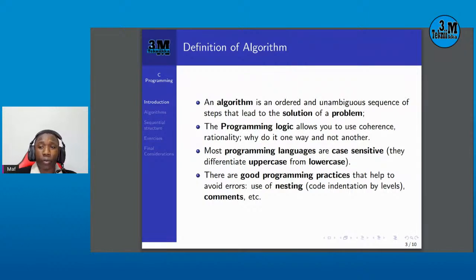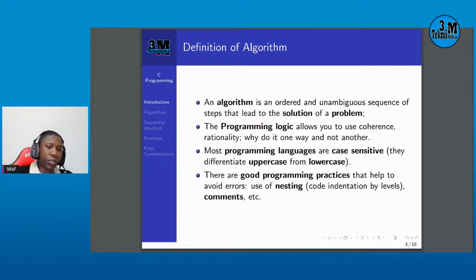Every engineering area in science will need algorithms. They need programming, they need C programming. This is what this lesson is about.